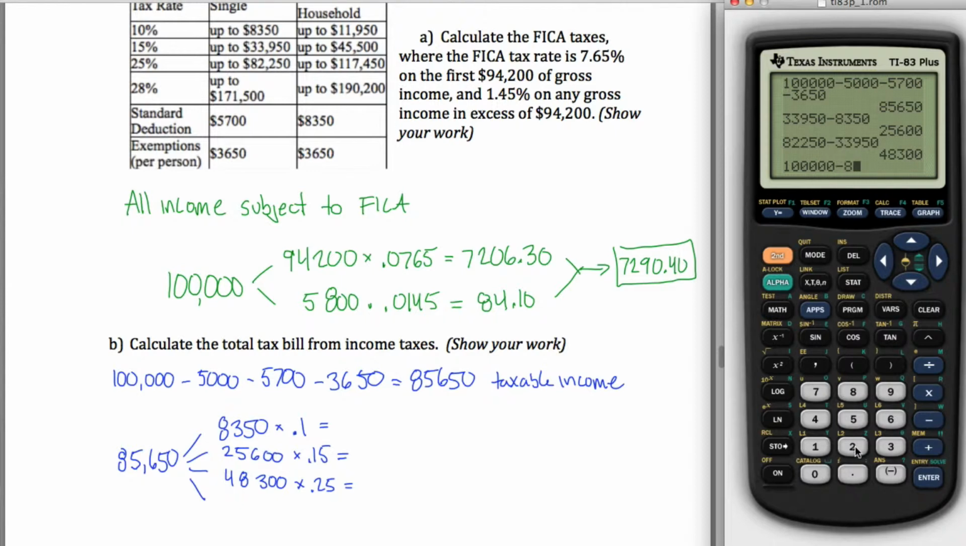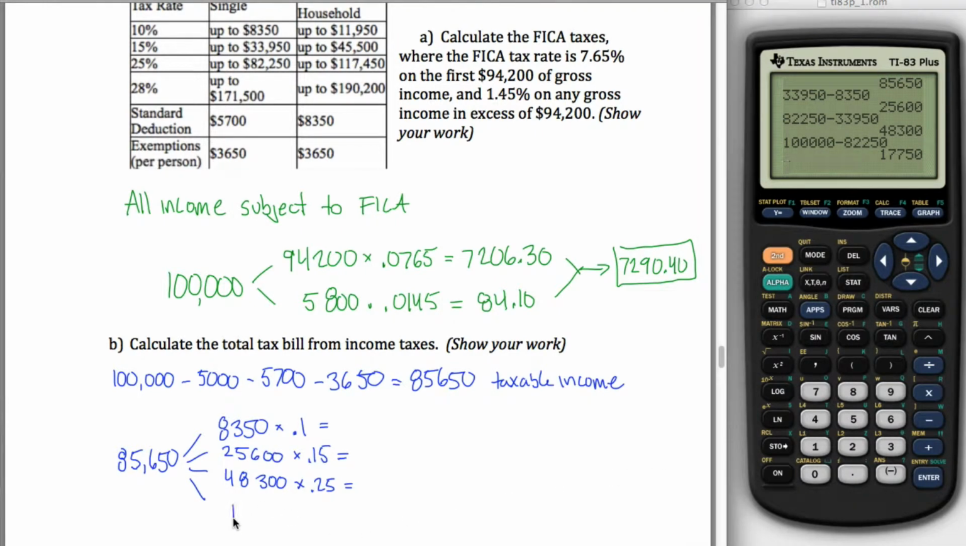Specifically, $82,250 has already been taxed. So that remainder, that $17,750, still needs to be taxed. It's going to be taxed at the 28% tax rate. So this is how all my money is getting taxed. Note, if you add up these four numbers, you'll get this $85,650 in my taxable income.